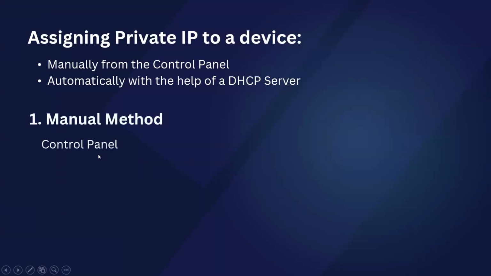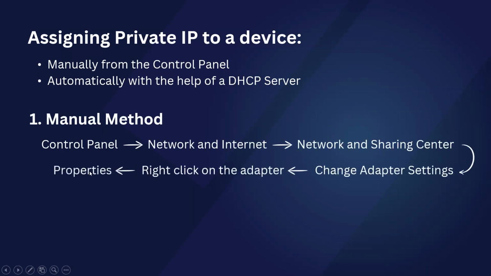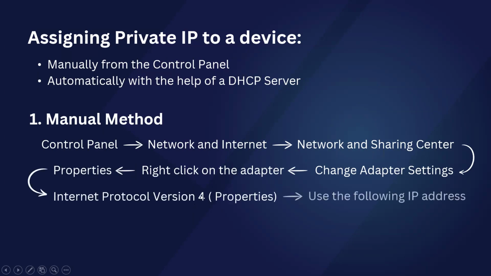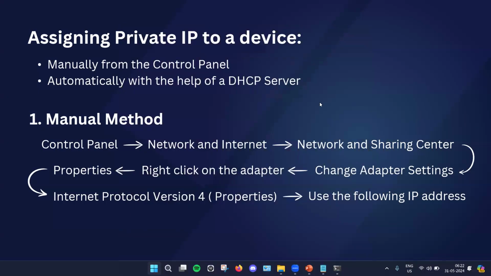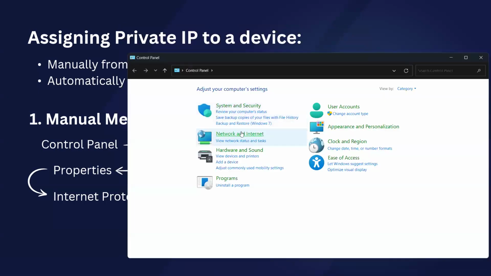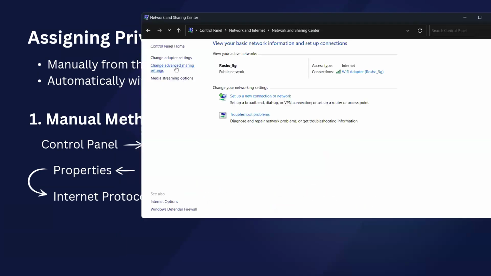So you can go to control panel, network and internet, network and sharing center, change adapter settings, right click on the adapter, go to the properties, IPv4 properties, and then assign the following IP. So if I show this practically, go to control panel. In control panel, go to network and internet. In network and internet, go to network and sharing center. In network and sharing center, go to change adapter settings.